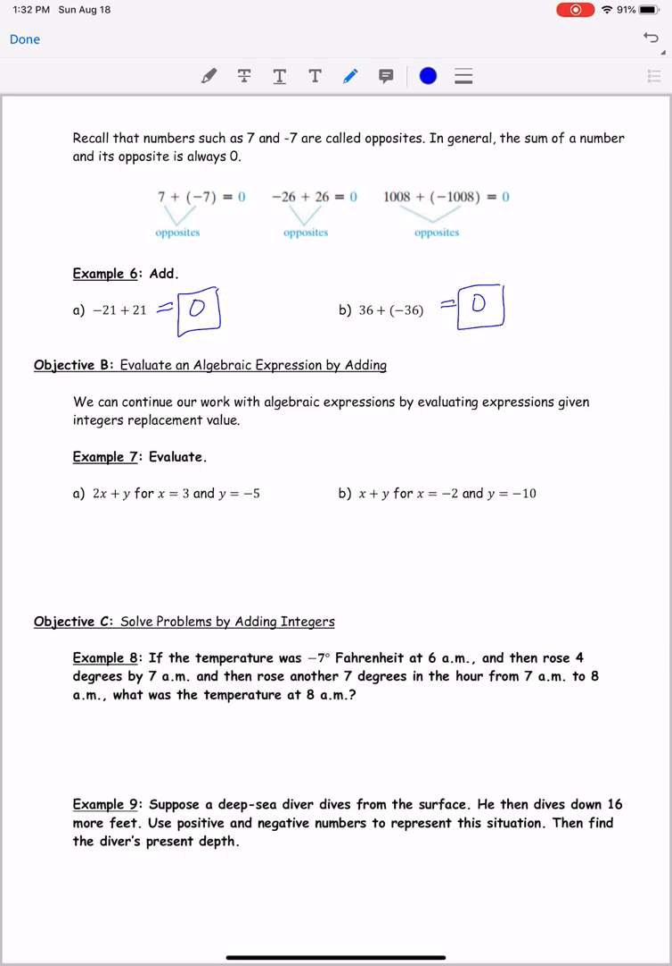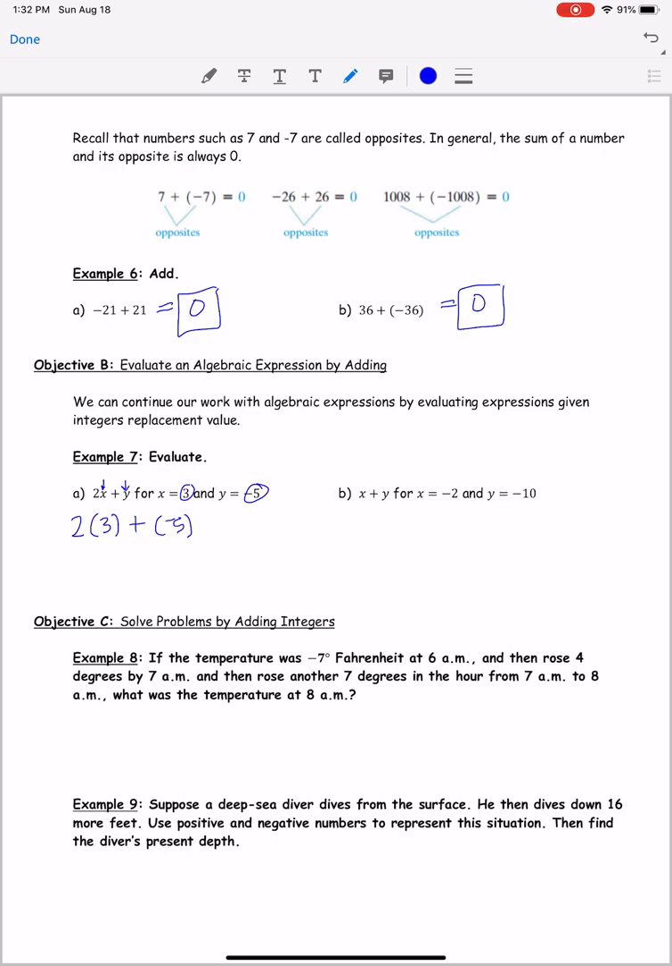Objective B, we're evaluating algebraic expressions by adding. So evaluate 2x plus y. X is 3, y is a negative 5. So substitute these numbers in. You've got 2 times x plus your y. My x is 3. My y is negative 5.